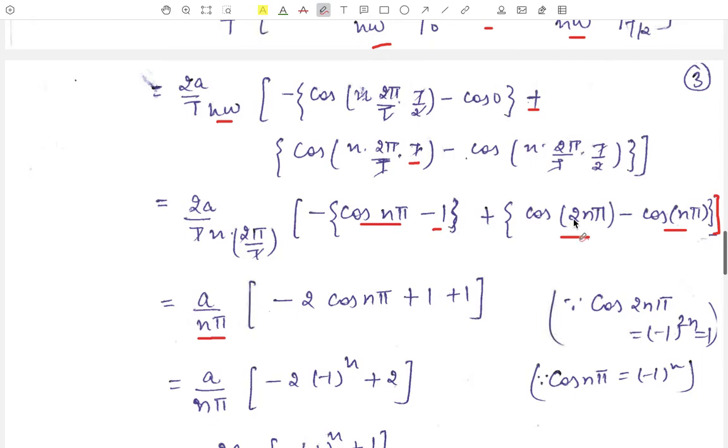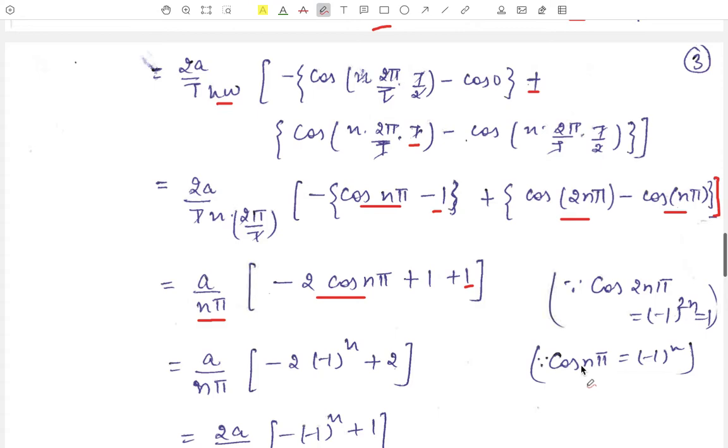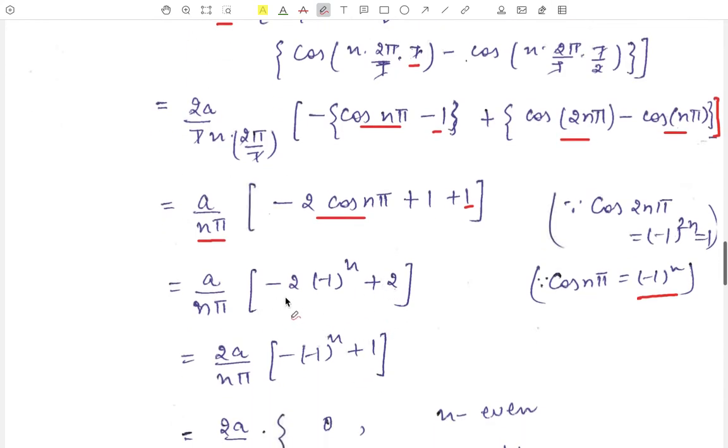Now cos of 2n pi is equal to minus 1 raised to power 2n, that is an even power of minus 1, that is equal to 1. Therefore, in place of this cos of 2n pi we have 1 here. This 1 as it is, minus minus plus 1. This minus cos n pi and minus cos n pi will be minus 2 cos n pi. Now cos n pi is equal to minus 1 raised to power n. Using the value here, we get this thing taken out. Take out 2 as a constant, 2a upon n pi. In the bracket we have minus of minus 1 raised to power n plus 1.